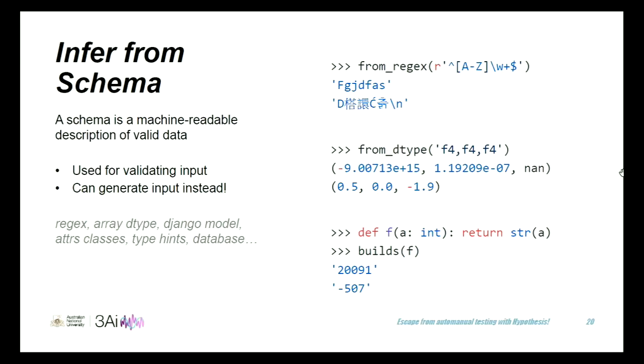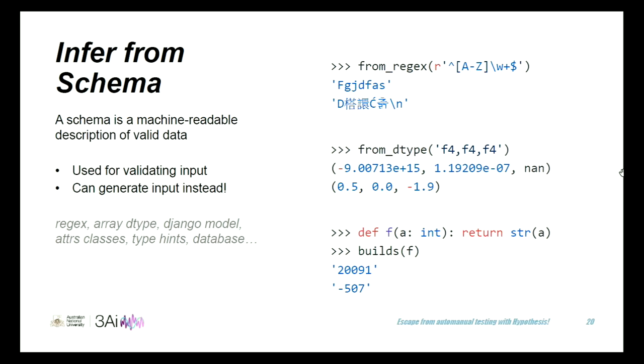The final way to get data for your test is to work out from looking at the code. Again, this is in the vein of we're programmers. Shouldn't the computer be doing this? Because if you have a schema, that is a way of describing what valid data is to a computer. And typically these are used for validating input, whether you're about to save it to a database, receive it from a user, in some way clean data that you don't trust.